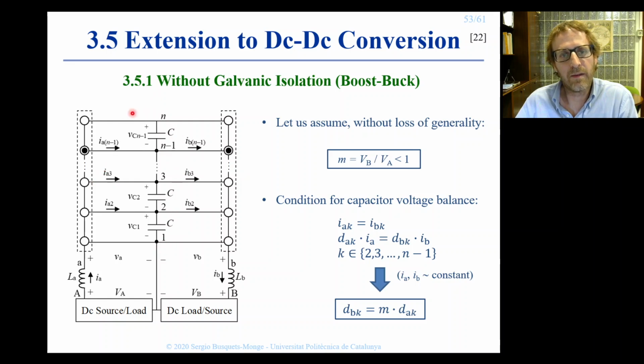We can build DC to DC converters without galvanic isolation, as shown here, combining 2 NPC legs and a DC link formed by a series connection of capacitors. And we can operate this converter while keeping all capacitor voltages balanced. The DC voltage of the B side can be either higher or lower than the DC voltage of the A side, so the converter can operate in both boost and buck modes.